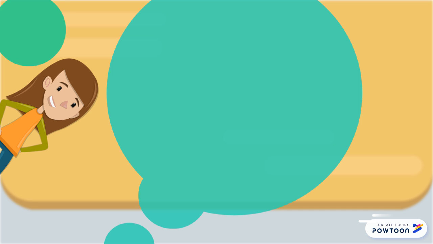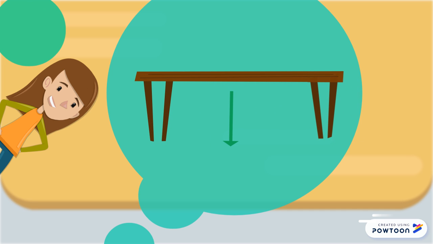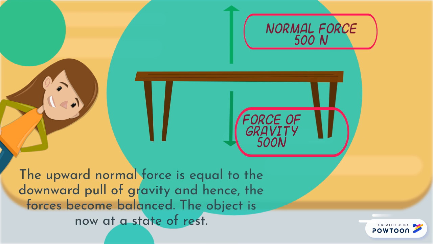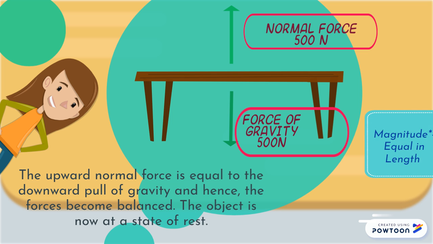Let's just take a simple example of a table at rest. The force of gravity is pulling the table downwards. This is balanced by the ground pushing equally upwards on the table's legs. Both forces are equal in magnitude, and hence the table remains at rest.